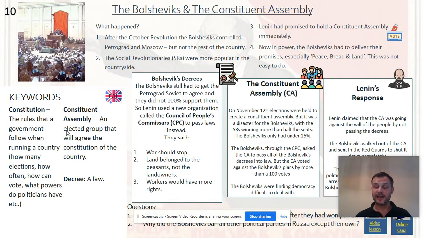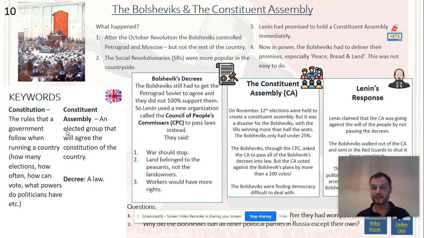They have these elections to the Constituent Assembly, but it goes horribly wrong for the Bolsheviks. The SRs win most of the seats. The Bolsheviks win under 25%. So the Bolsheviks' dream, Lenin's dream of crafting this communist-style constitution is now in tatters because he cannot control the Constituent Assembly. So this is a crisis for Lenin, and he's not sure what to do.